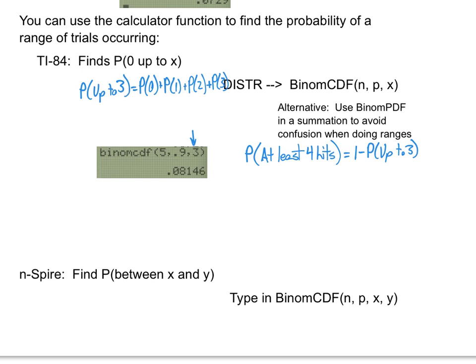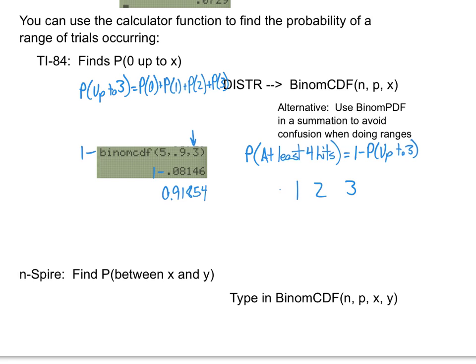But wouldn't you get too high of a number? Well, yeah. 1 minus that would give me 1 minus this, which would equal 0.91854. I don't understand why we're doing 1 minus. Can someone explain what principle we are using here? It has to add up to 1, right? It's got to add up to 1. But why are we doing minus 3 if we want at least 4?